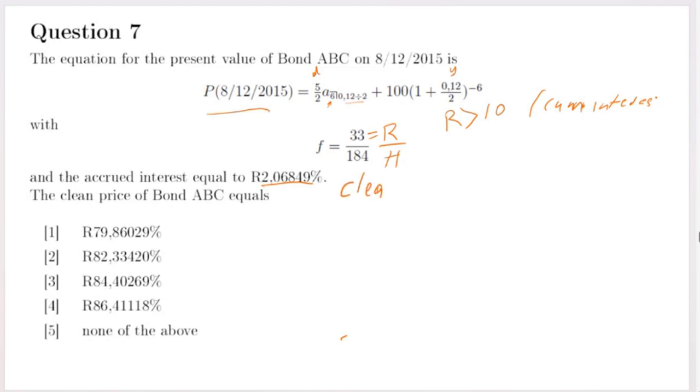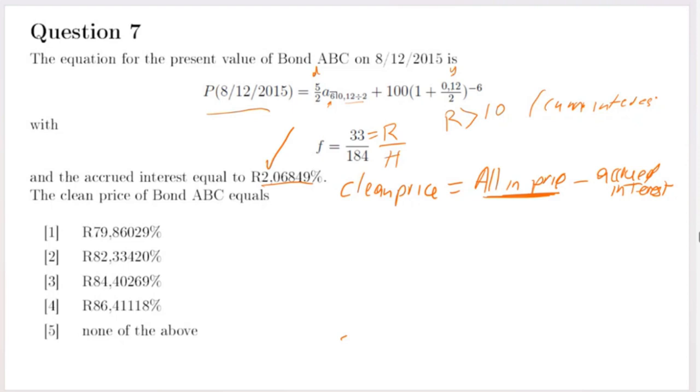My clean price formula is equal to all-in price minus my accrued interest. Then what do you need to get your clean price? You need your all-in price. The accrued interest has been given.